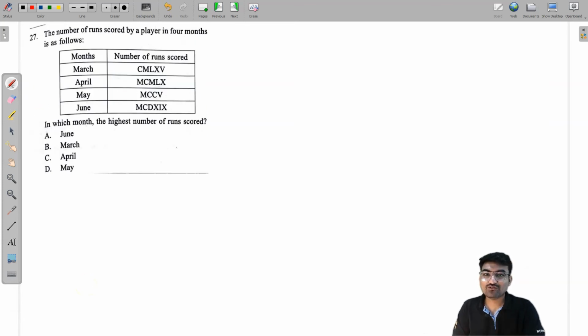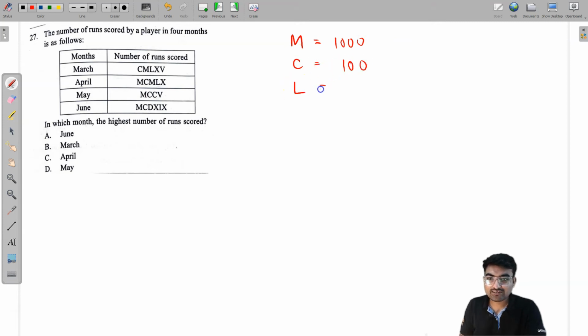Okay, so now we'll solve question number 27. The number of runs scored by a player in 4 months is as follows. In which month was the highest number of runs scored? Okay, so this is a question on Roman numerals. M stands for 1000, C stands for 100, L stands for 50, X stands for 10, and V stands for 5. Okay, D is also used, so D stands for 500, correct?